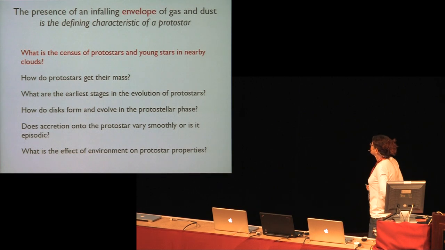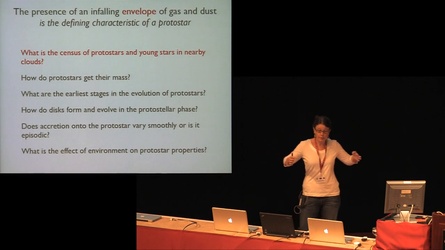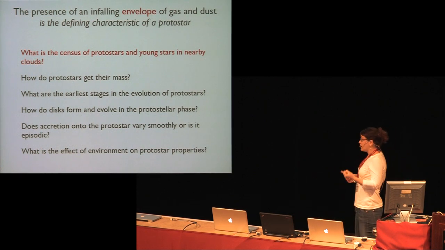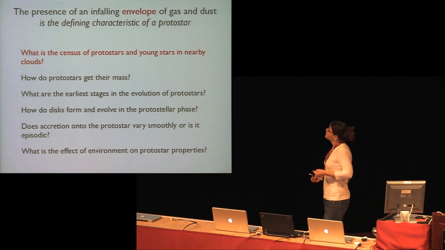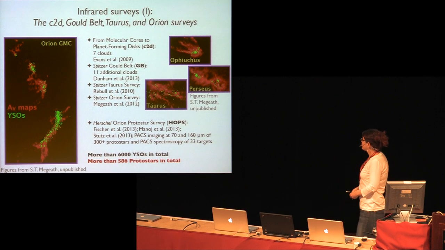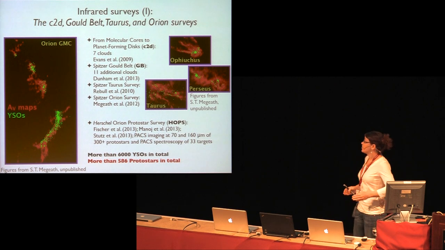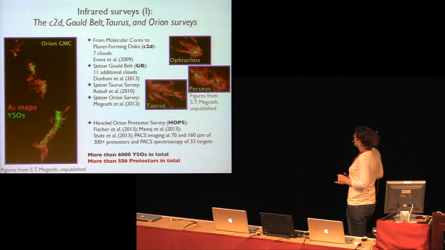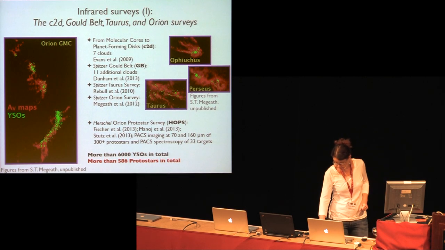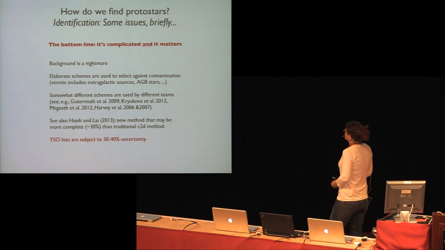So what is the census of protostars and young stars in nearby clouds? We're going to take all of the protostars within 500 parsecs and try to say what their lifetimes are, how many we find, and what their basic properties are. These are the surveys that we've gathered, and the bottom line is that we now have more than 6,000 YSOs, of which more than 586 are identified as protostars. So the first step is the identification.